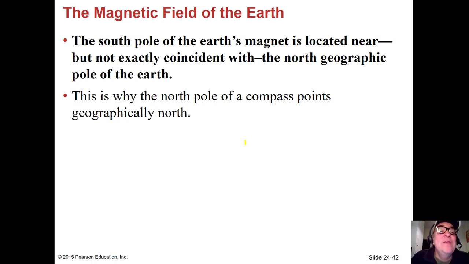Okay, so the south pole of the Earth's magnet is located near, but not exactly coincident with, the north geographic pole of the Earth. So what we call the north geographic pole is actually the south pole of the Earth's magnet. If you thought about the Earth as having a big magnet in it, let's actually take a look at the picture of that.